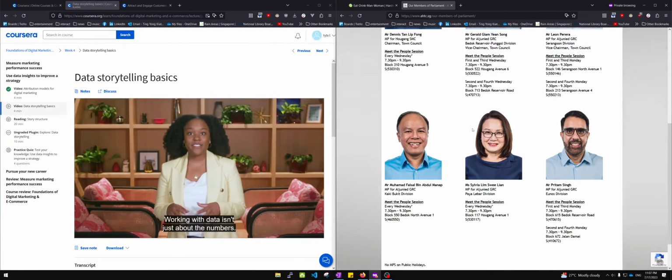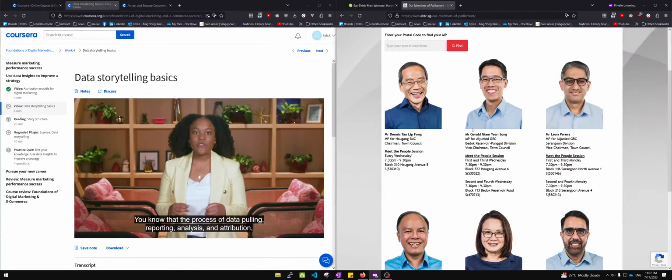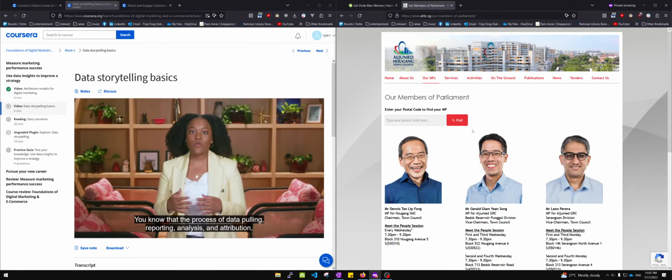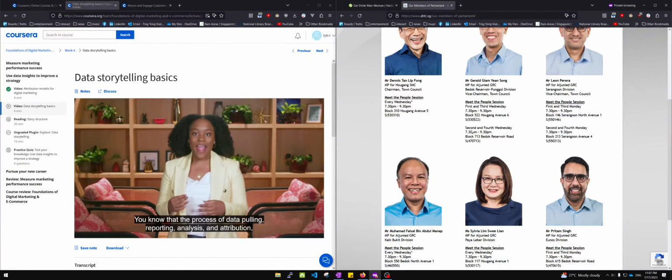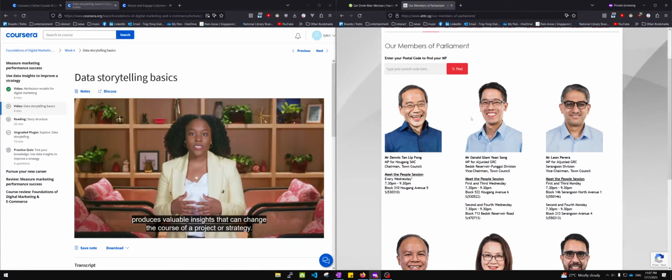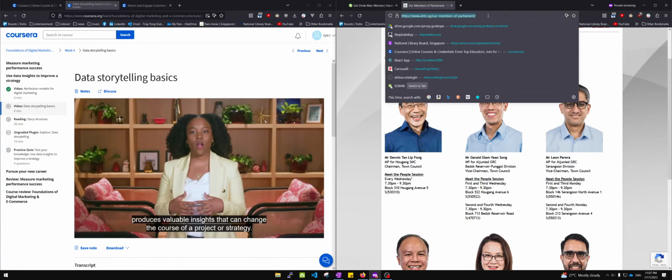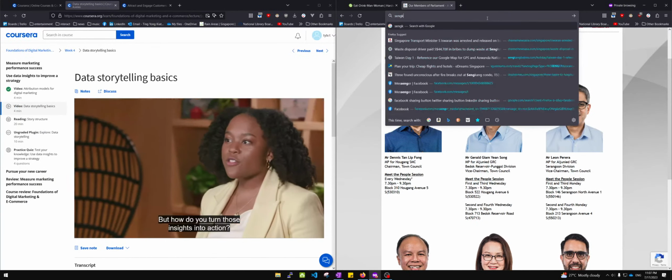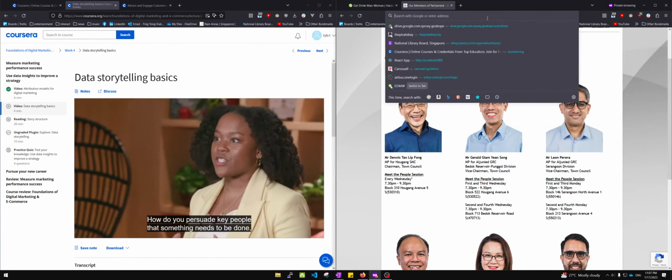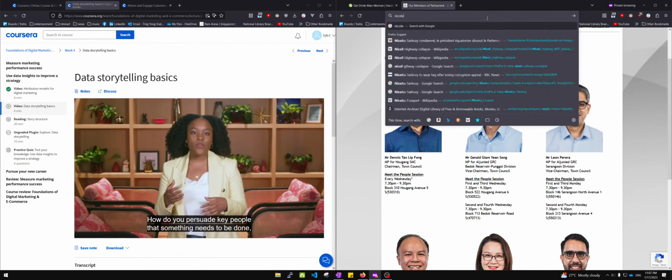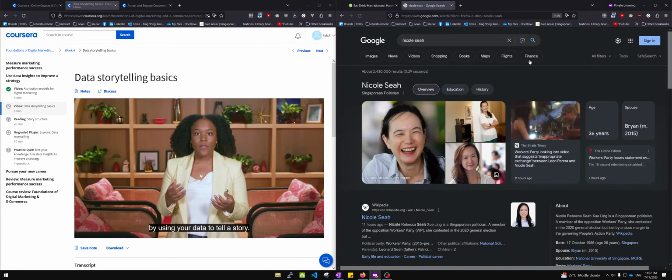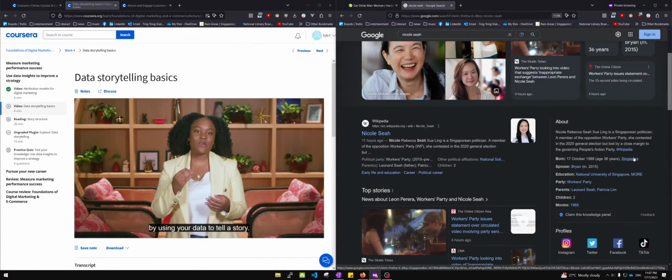Working with data isn't just about the numbers. You know that the process of data pulling, reporting, analysis, and attribution produces valuable insights that can change the course of a project or strategy. But how do you turn those insights into action? How do you persuade key people that something needs to be done? By using your data to tell a story.